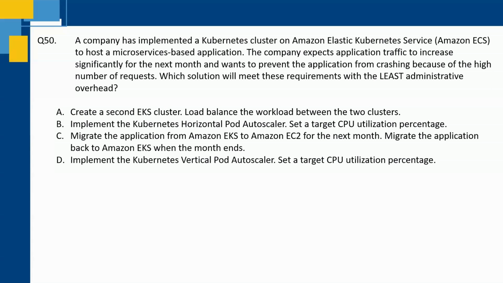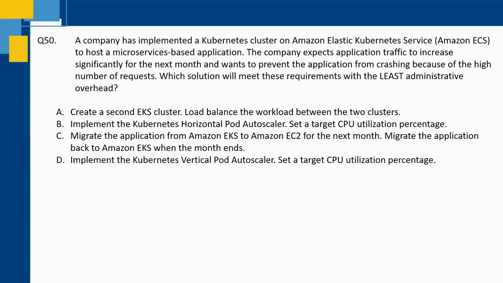Your options are: create a second EKS cluster, load balance the workload between the two clusters. Implement the Kubernetes horizontal pod autoscaler, set a target CPU utilization percentage. Migrate the application from Amazon EKS to Amazon EC2 for the next month, migrate the application back to Amazon EKS when the month ends. Implement the Kubernetes vertical pod autoscaler. Set a target CPU utilization percentage.